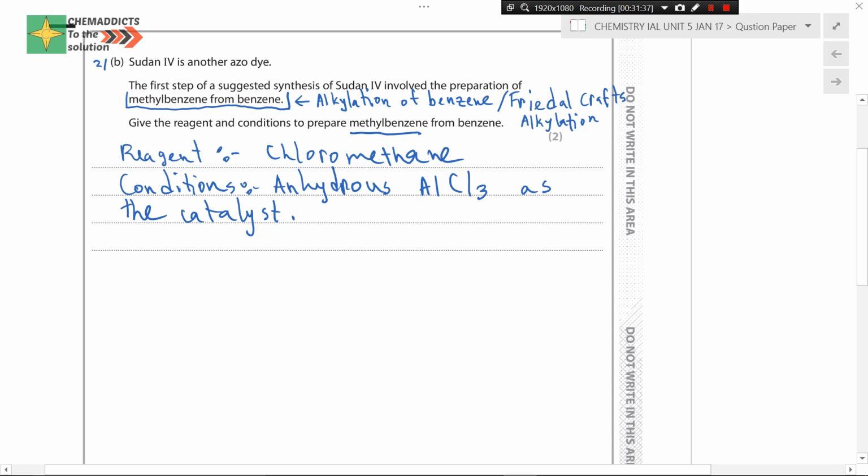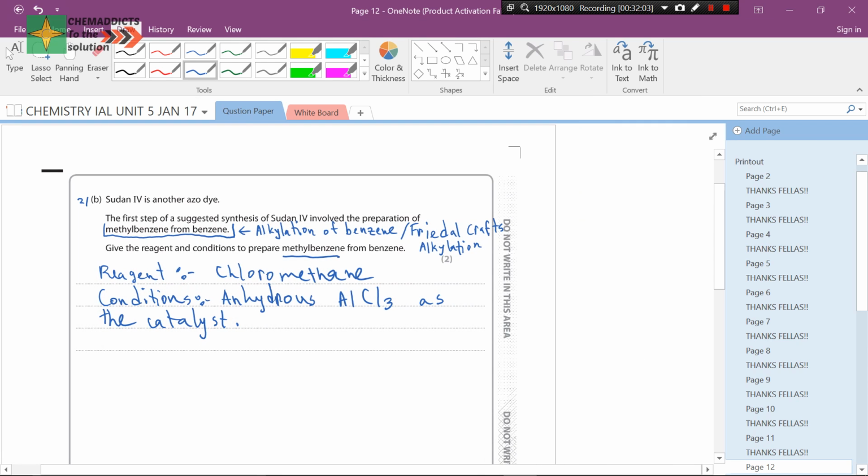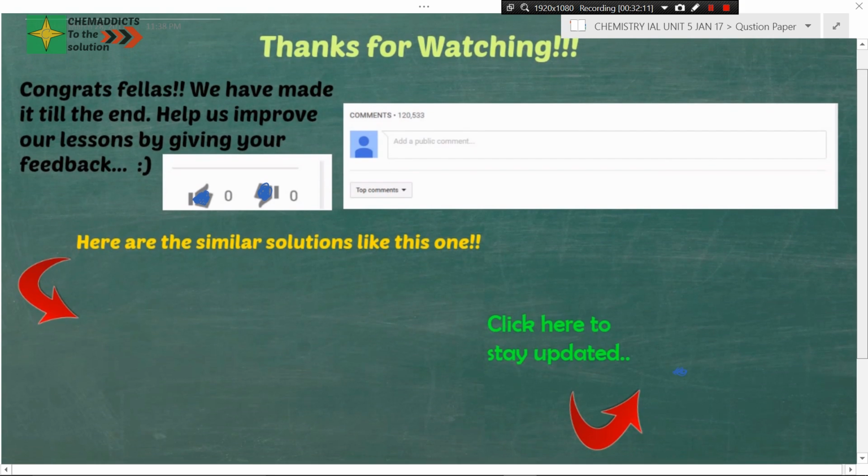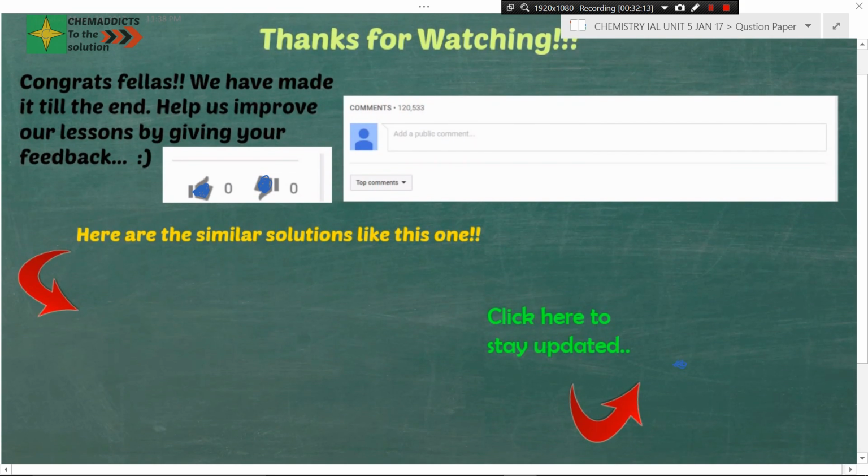So we know that we can prepare methylbenzene from benzene by using Friedel-Crafts alkylation. The reagent and condition for this reaction are the following. The reagent would be chloromethane, since we are preparing methylbenzene. And the condition is using anhydrous aluminium chloride as the catalyst. Okay fellas, that was it. That's the solution to this question.